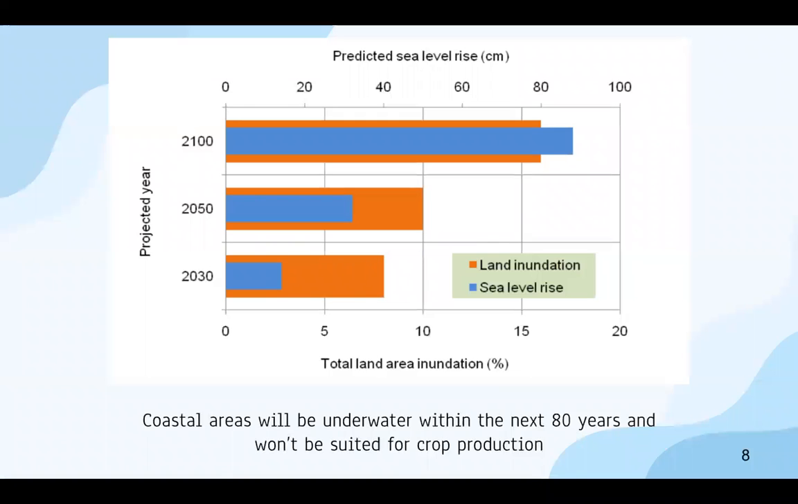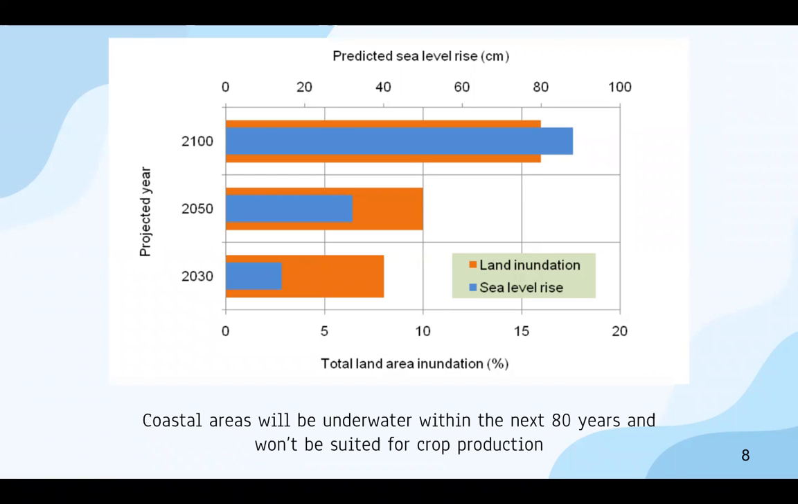This graph basically shows that within the next 80 years or so, most coastal areas will be underwater. Therefore, they're not going to be suited for crop production. And you can see that the sea level will increase pretty rapidly between 2030 and 2100. The orange bar shows the land inundation by the salinity. So the sea level will rise to a certain degree, and then more land that hasn't been covered by the sea will still have those high salinity levels.